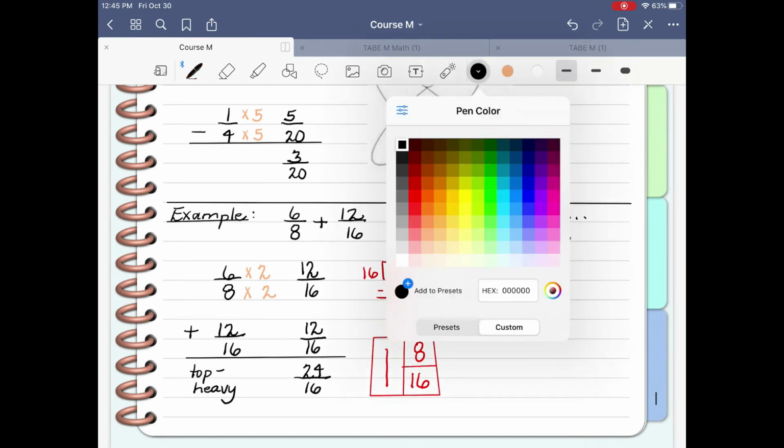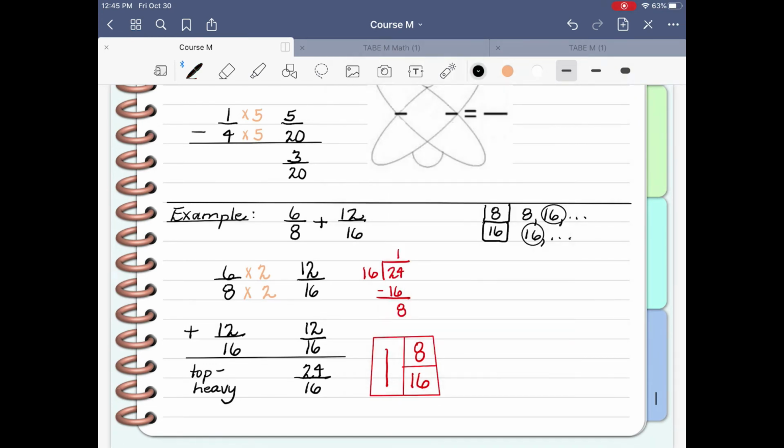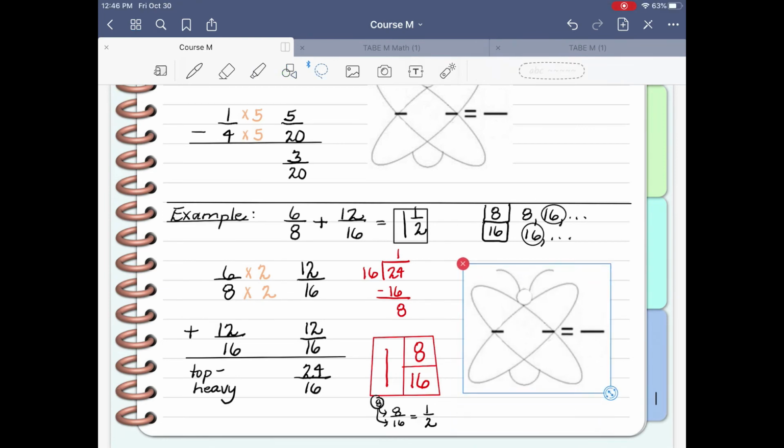So that's not lowest terms. We got to keep going until we simplify. It's going to be an 8 to give me a half. So the answer here is 1 1/2. And let me put a butterfly in here.